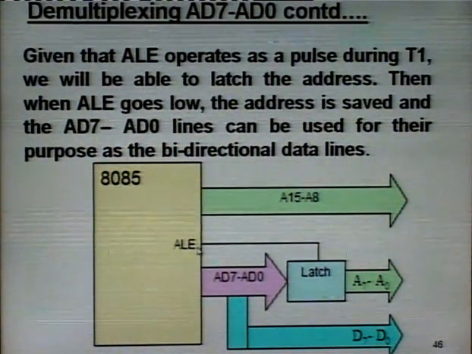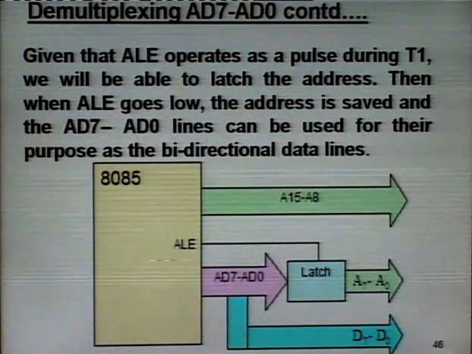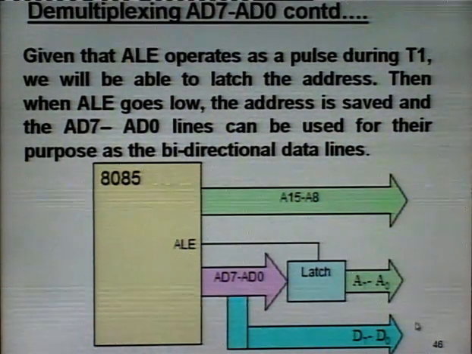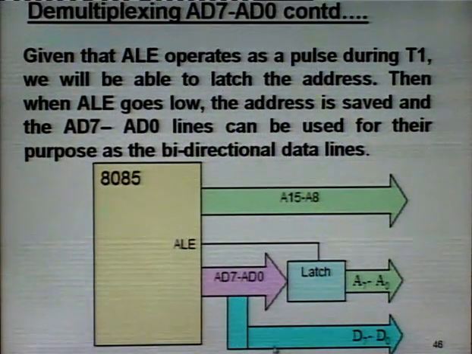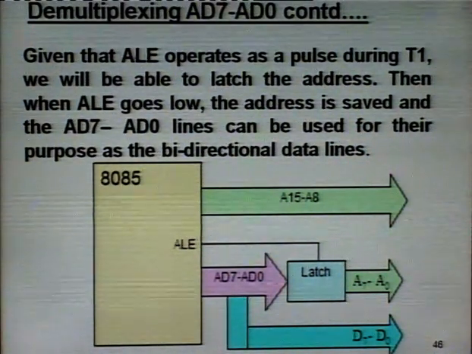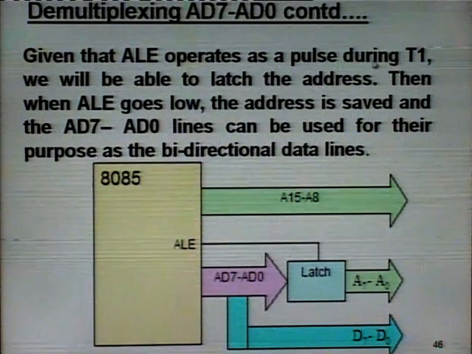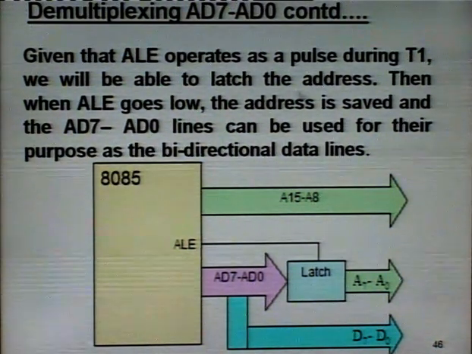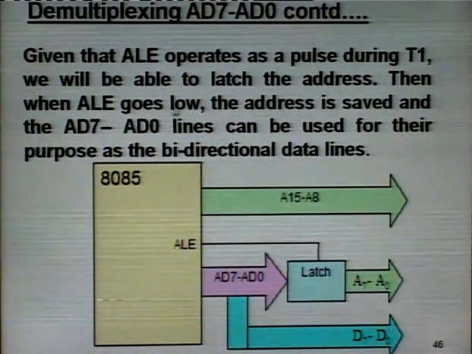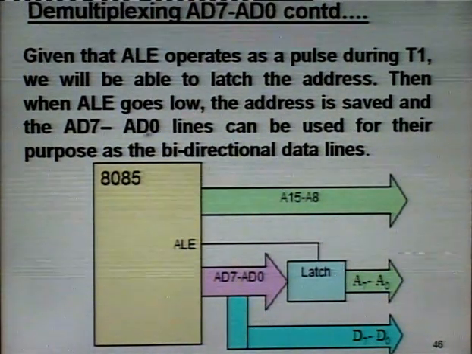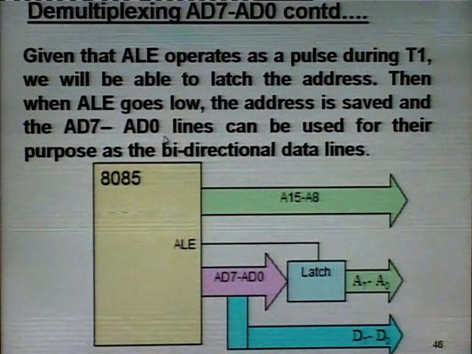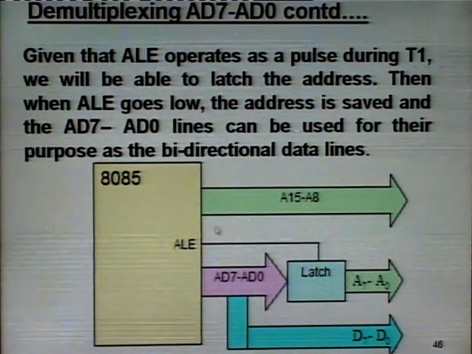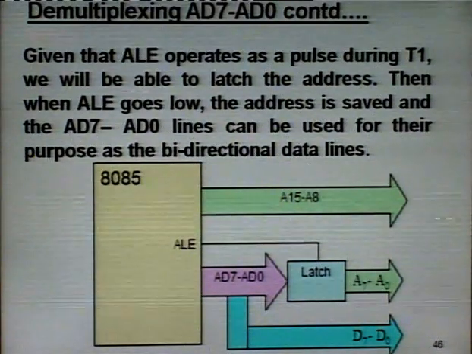Here it is shown that the ALE signal is used to demultiplex the low order address and data bus. Given that the ALE operates as a pulse during T1, we will be able to latch the address. Then the ALE goes low, the address is saved, and the AD7 to AD0 lines can be used for their purpose as a bidirectional data bus.